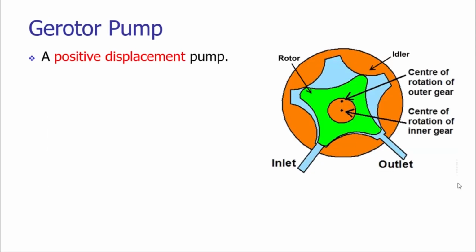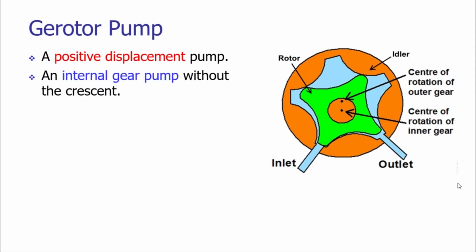The next positive displacement pump is the G-rotor pump. As we have seen, the crescent is generating the pressure difference. It helps to get the fluid into the pump, and it helps to increase the pressure of the fluid. But manufacturing and assembly of the crescent is a little difficult and complex. So instead of having a crescent, can we have another configuration which will do the same work as the internal gear pump? That is possible by using the G-rotor pump.